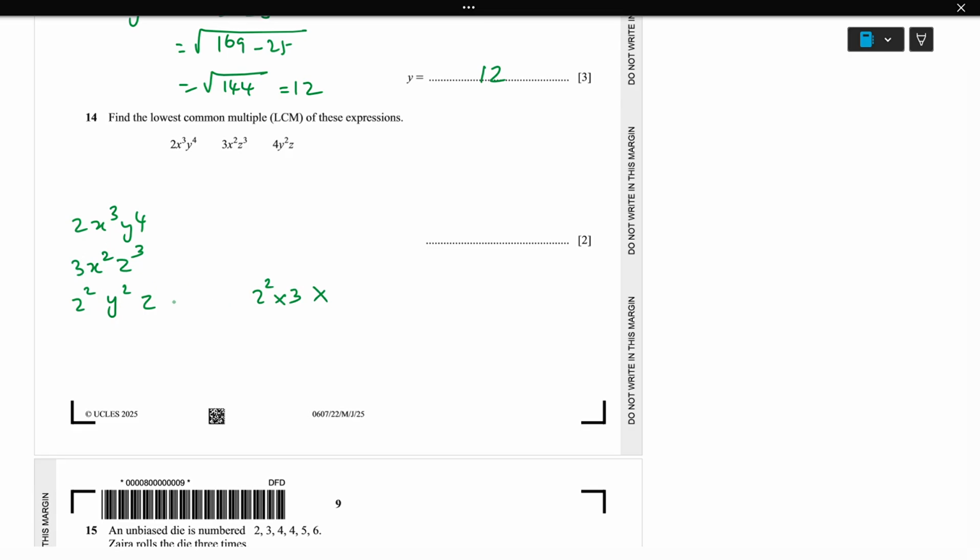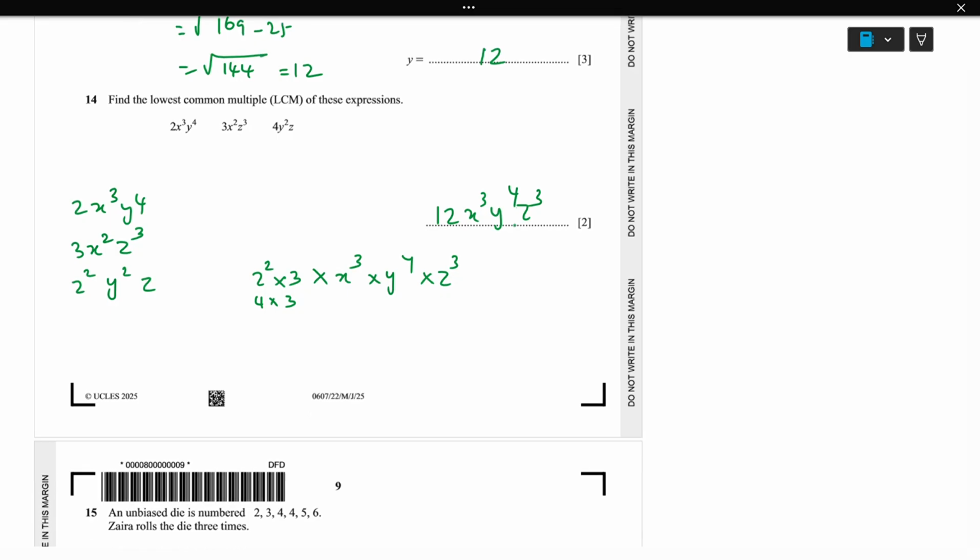Then x, the highest is x cube, and y, the highest is y power 4, and z, the highest is z cube. So 4 times 3 is 12. So the answer is 12 x cube y power 4 z cube. So that's the answer here.